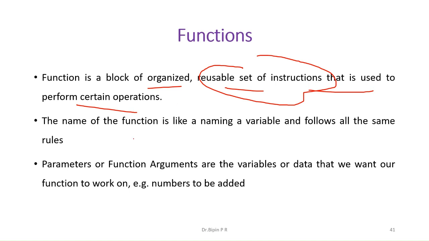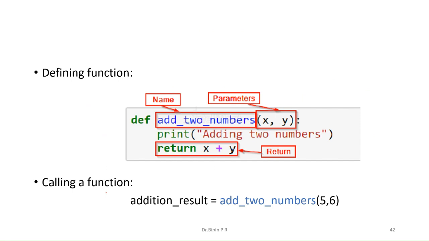Now, how will we name the function? The name of a function is like naming a variable and follows all the same rules. In the initial class, we have seen how to name a variable. All the same rules are applicable here too. Now, parameters of a function, also known as arguments, are the variables or data that we want our function to work on. We will see it, then this will become clear to you. So this is how we will define a function.